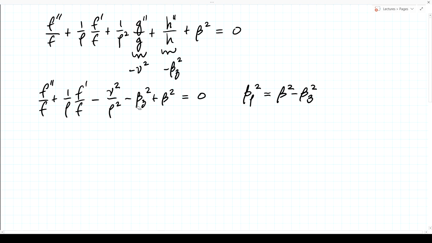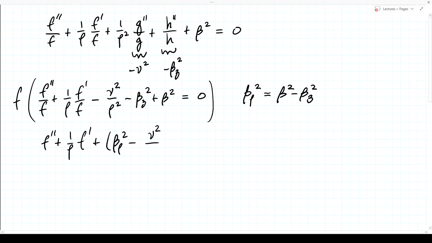And so let's plug that in here, and then let's multiply everything through by f. So what do we get? We get f double prime plus 1 over rho f prime. And then here, beta squared minus beta z squared is beta rho squared. So we get plus beta rho squared minus nu squared over rho squared times f is equal to 0. And that is the equation we have to solve now for f.